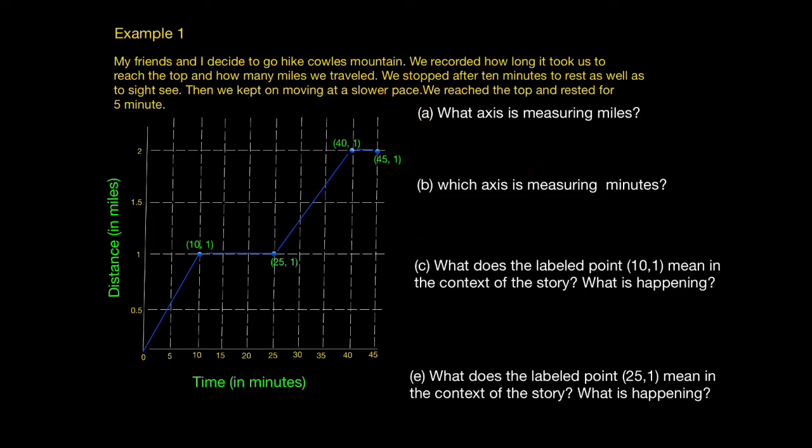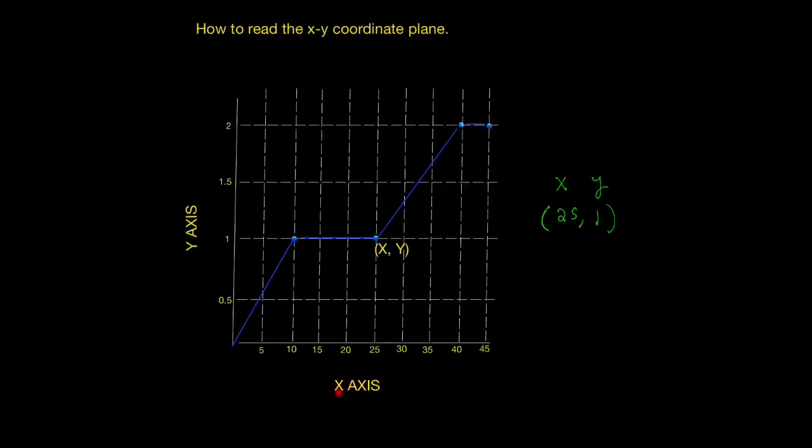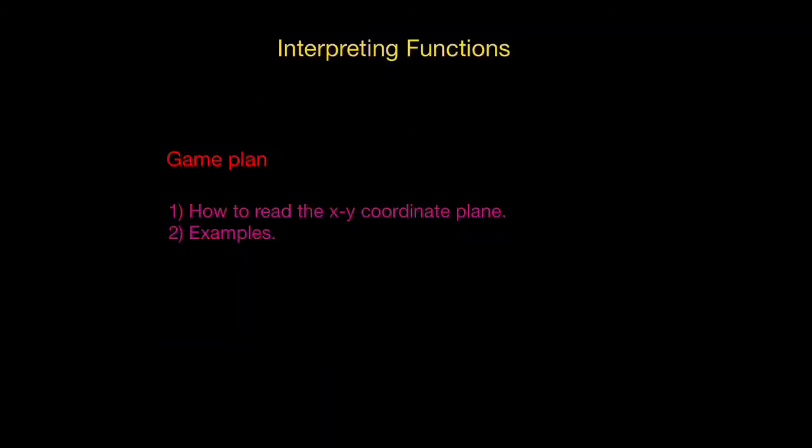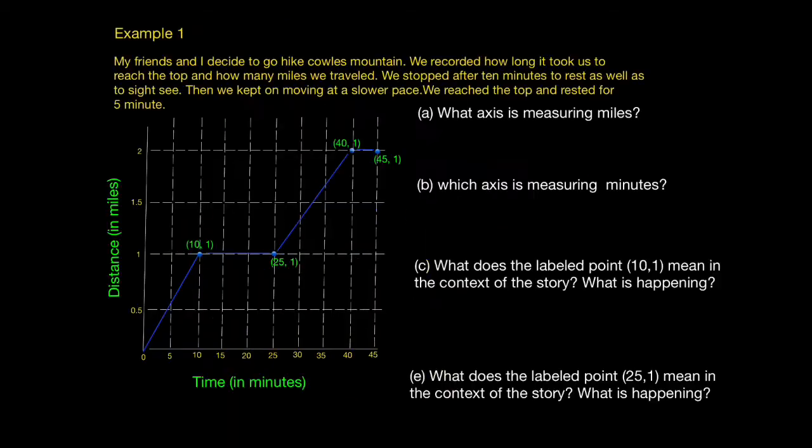For part A, we have to name the axis that is measuring miles. Here we have minutes, and here we have miles. Remember, the horizontal axis we call X and the vertical we call Y. So the axis that is measuring miles is the vertical axis, the y-axis. Now for part B, which axis is measuring minutes? Minutes is this horizontal axis. This is x.